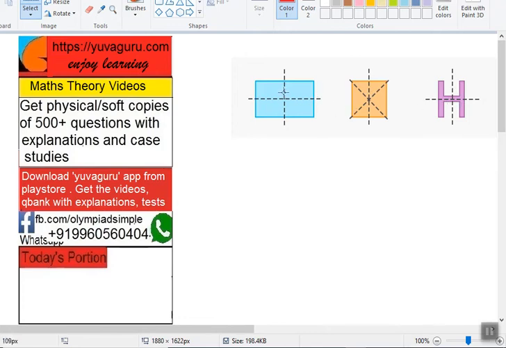Moved means what? If it is moved from one point to another and a mirror is kept, then it should be symmetrical. That is the meaning.